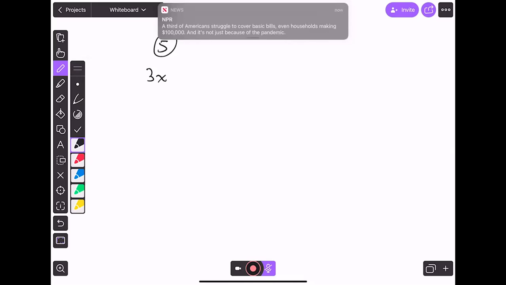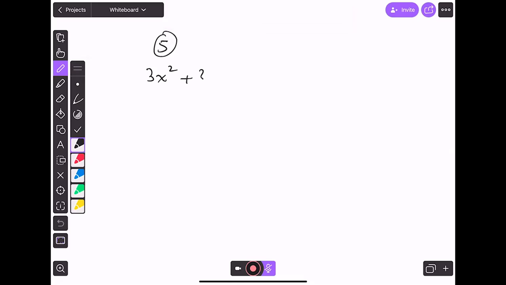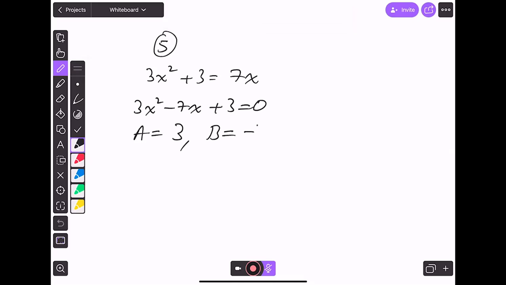You get 3x squared plus 3 equals 7x. They want me to use the quadratic formula, which requires me to get it in standard form, which is 3x squared minus 7x plus 3 equals 0. I'll write the a down now. The a is 3, the b is minus 7, and the c is going to be 3. Quadratic formula just couldn't be easier, but you do need to know it.